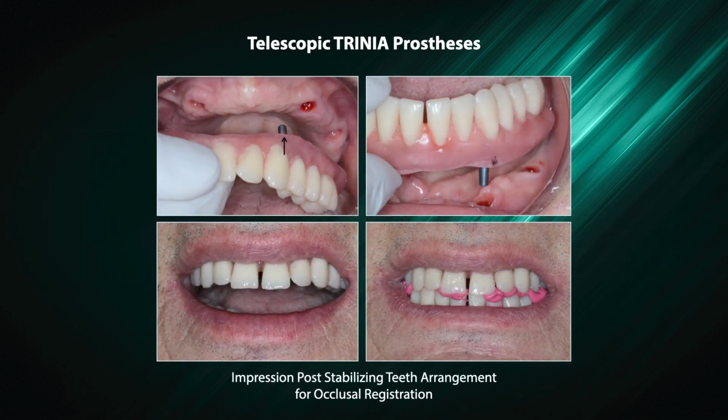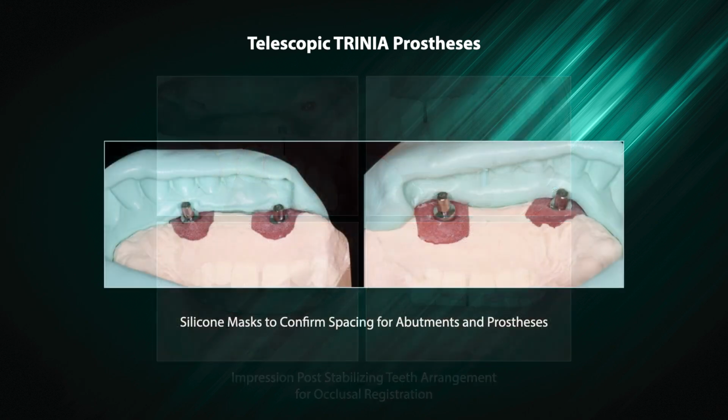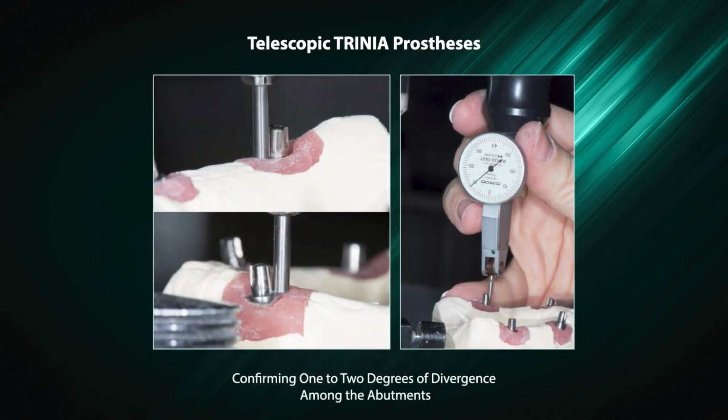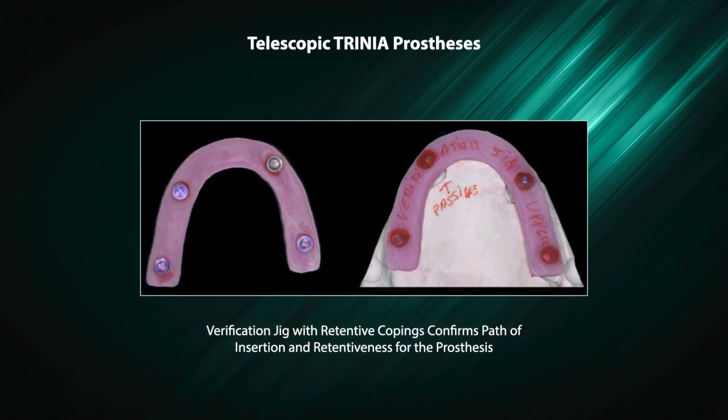Impression post stabilizing teeth arrangement for occlusal registration. Silicone masks to confirm spacing for abutments and prosthesis. Confirming 1 to 2 degrees of divergence among the abutments. Verification jig with retentive copings confirms path of insertion and retentiveness for the prosthesis.